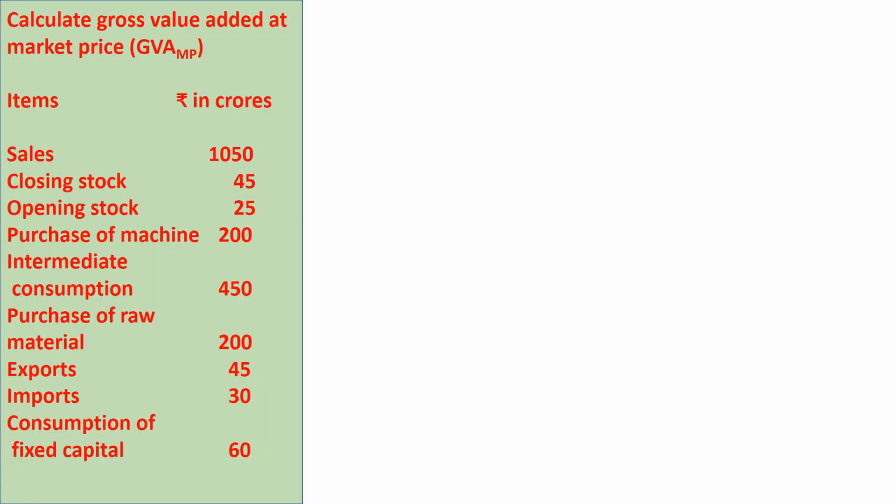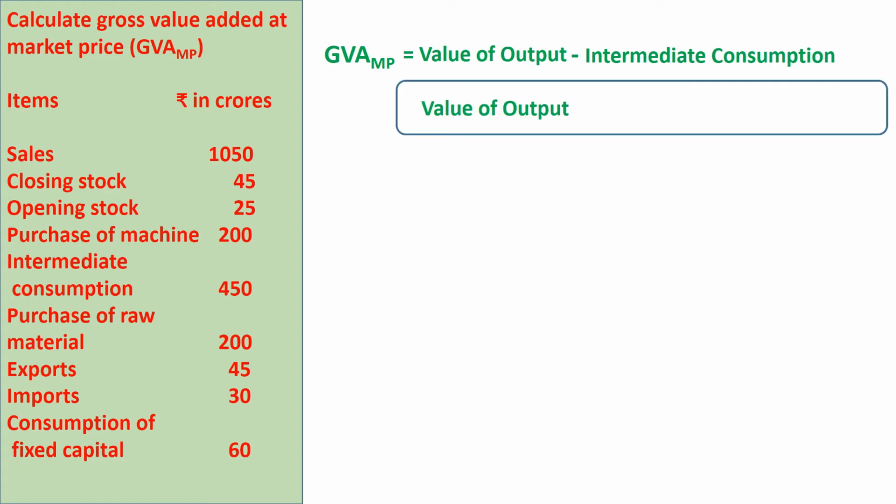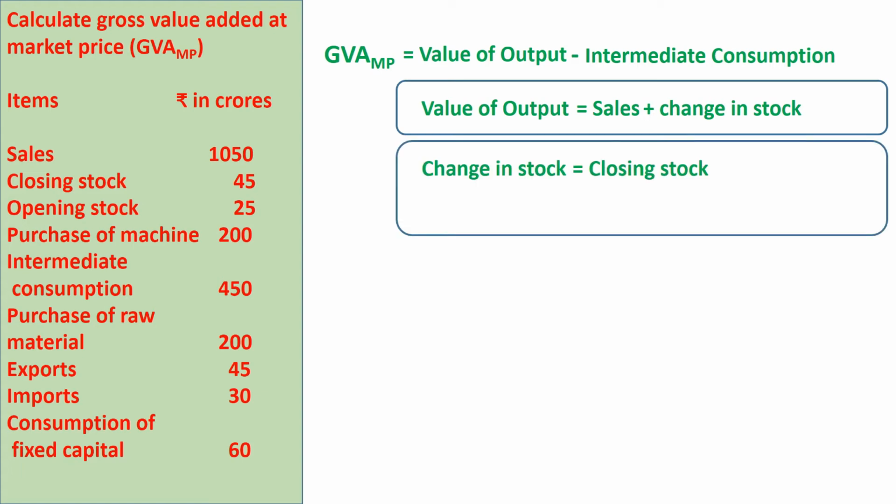Here we have to calculate GVA at market price. GVA at market price is equal to value of output minus intermediate consumption. Here value of output is not given directly. So value of output is equal to sales plus change in stock. Here change in stock is also not given directly. Change in stock is equal to closing stock minus opening stock. That is 45 crores minus 25 crores, equal to 20 crores.